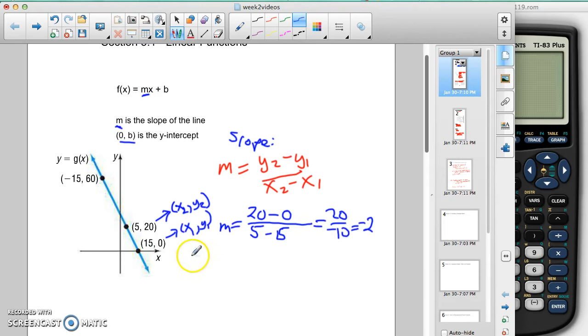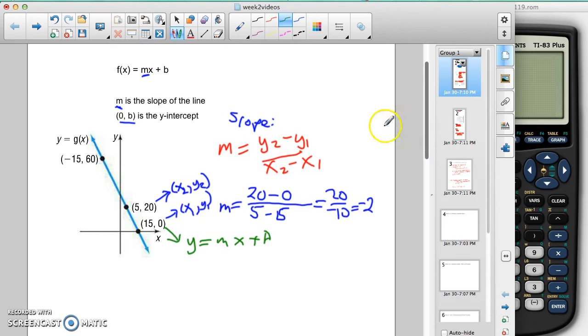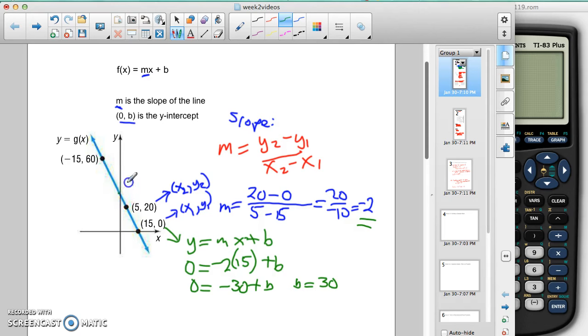So we then have the equation y equals mx plus b, or f of x equals mx plus b. And we would plug in a value. Maybe we choose this value right here again. We plug in the values for x and y and m temporarily to figure out what b is. So in this case, if we use this point, y is 0, m is negative 2 from up here, and x is 15. That's going to give us 0 equals negative 30 plus b. So in this case, b is 30. So that means it crosses here at 0, 30.